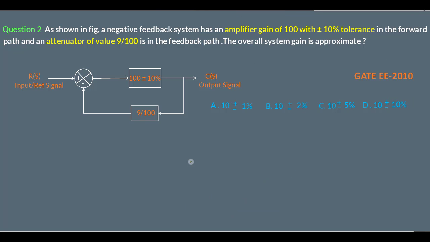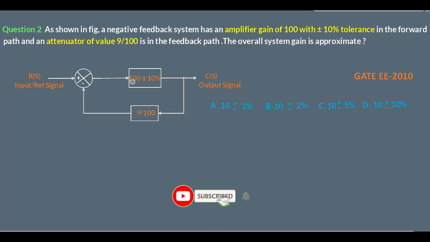Now let us see question number 2, and it says, as shown in the figure, a negative feedback system has an amplifier gain of 100 with plus minus 10% tolerance in the forward path and an attenuator of value 9 by 100 in the feedback path. You have to find the overall system gain. So we are given the figure. So we have a negative feedback system as shown in the figure.